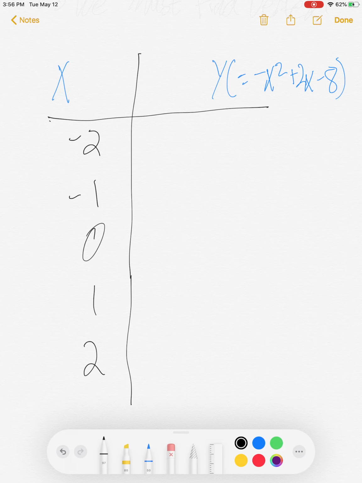So if x is -2, then y is -16. All that I'm doing is plugging -2 in for x here. If I plug in -1, then I have -1 minus 2 is -3 minus 8, which is -11, I think. If I plug in 0, I just have -8. If I plug in 1, -1 plus 2 is 1, so minus 8 is -7. Now if I plug in 2, then I have -4 plus 4, minus 8, which is -8.